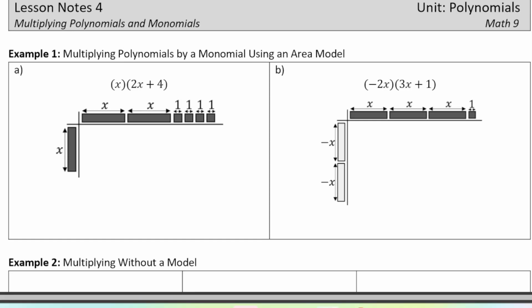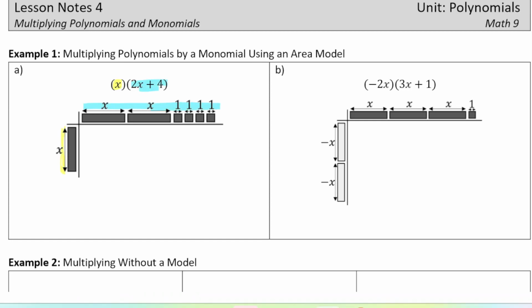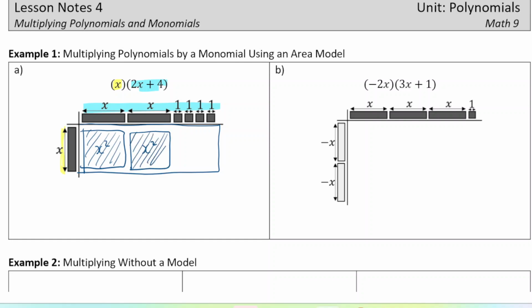Okay, so remember when we're multiplying, we like to think of it as length times width, and then see what rectangle is created. That's going to be the result. So when I multiply x times x, I get a square that is x squared. It's going to be positive. And then here I'll have another square that's x squared. And then here I'm going to have 4 rectangles that are all x. So I get 2x squared plus 4x.